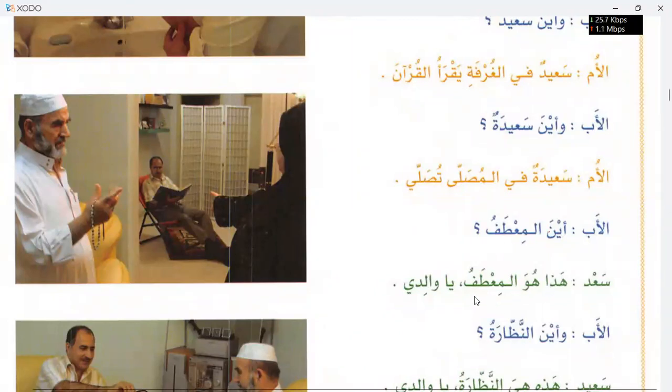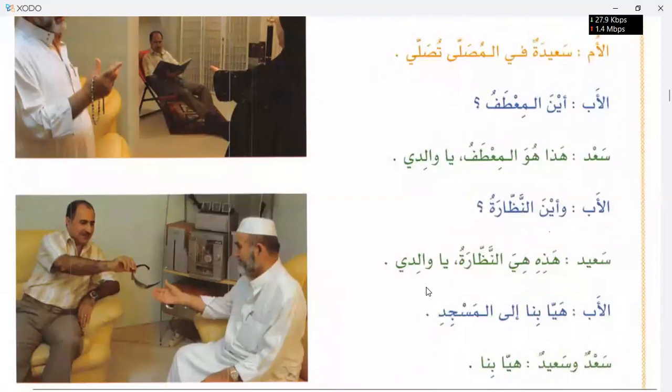Ainal mitaf, where is the coat? Haza huwal mitaf. Here it is the coat. When we give someone something in the hand, we use this sentence. Ya walidi, oh my father. Wa ainan nazara, and where are the glasses? Hazihi yan nazara. Here are the glasses. Ya walidi, oh my father.